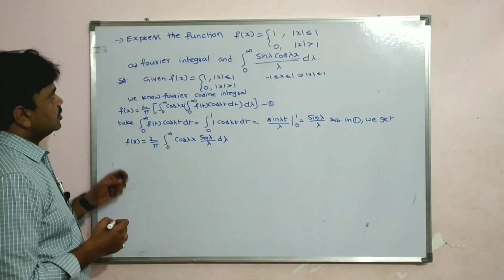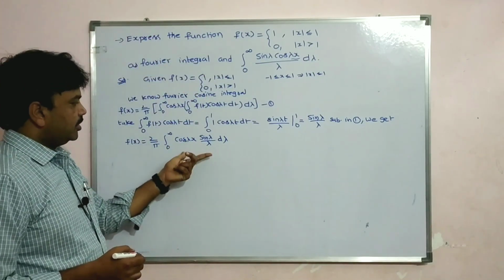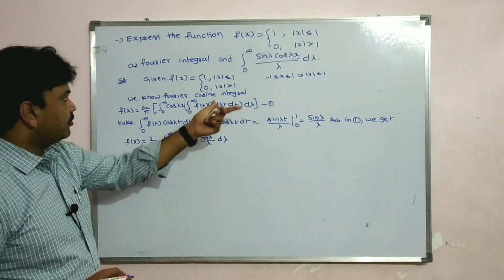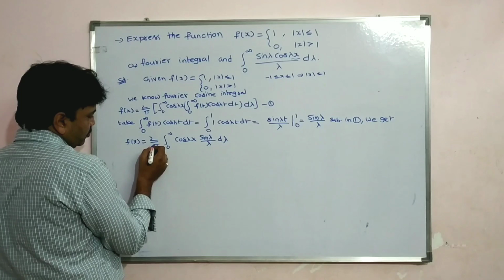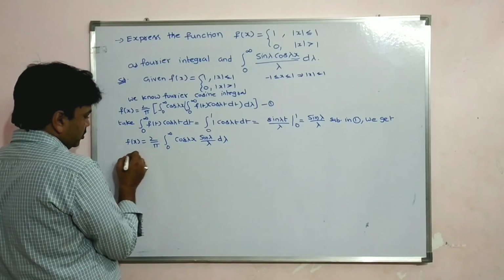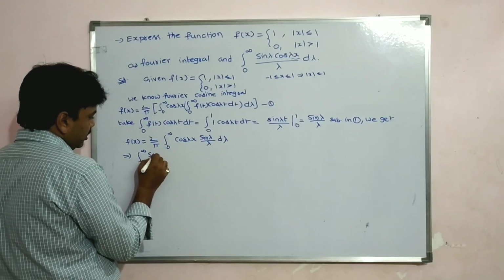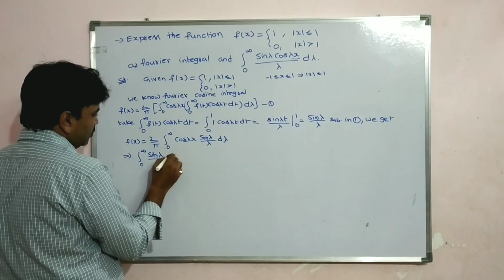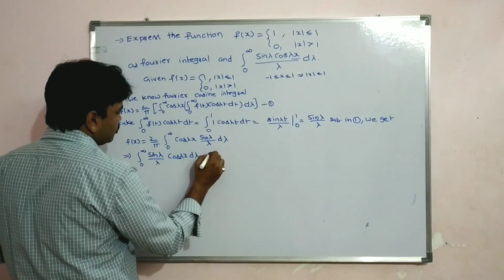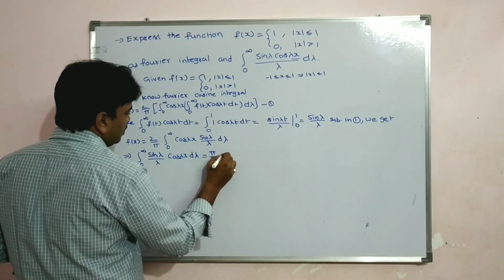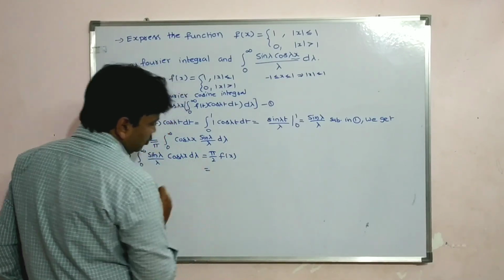Now see, students, we are expressing this function into a Fourier integral. Now we have to find this integration value. For that, you cross multiply 2 by pi, so that implies integral 0 to infinity sin lambda by lambda into cos lambda x d lambda is equal to pi by 2 f of x.